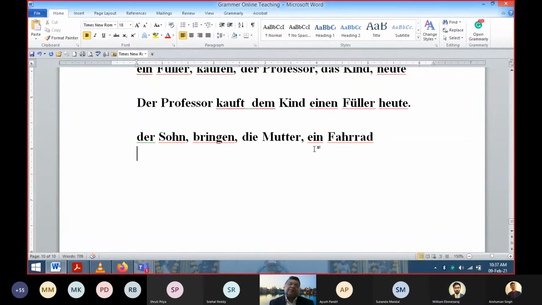So suppose I think that mother should be the subject. Okay, I have decided mother should be the subject, so die Mutter should be the subject. Then the remaining two, Sohn and Fahrrad. Bringen means bring, so son should be the indirect object and Fahrrad should be the direct object. In other words, mother should be nominative, Fahrrad should be accusative and Sohn should be dative.